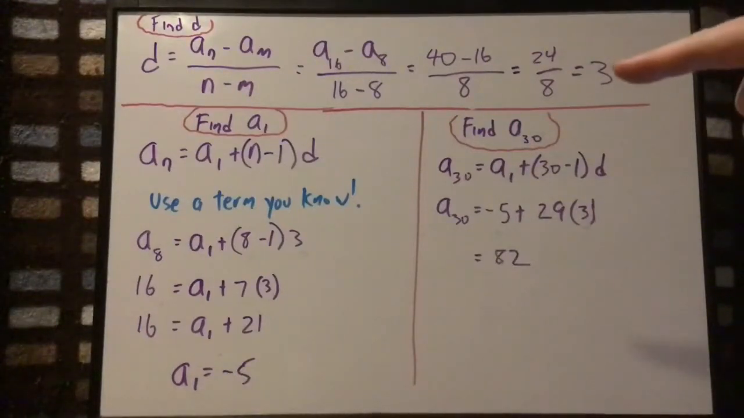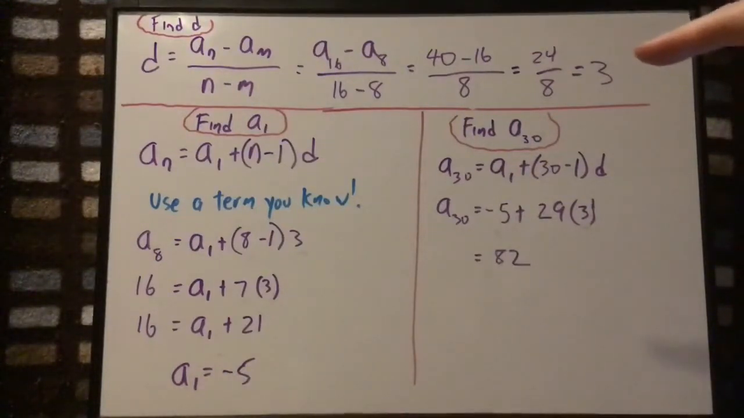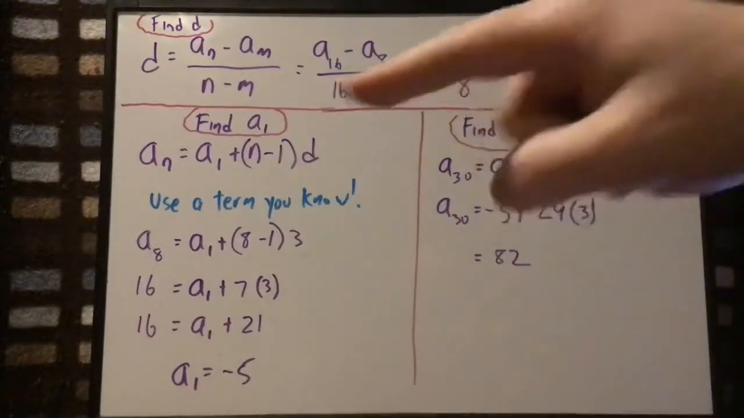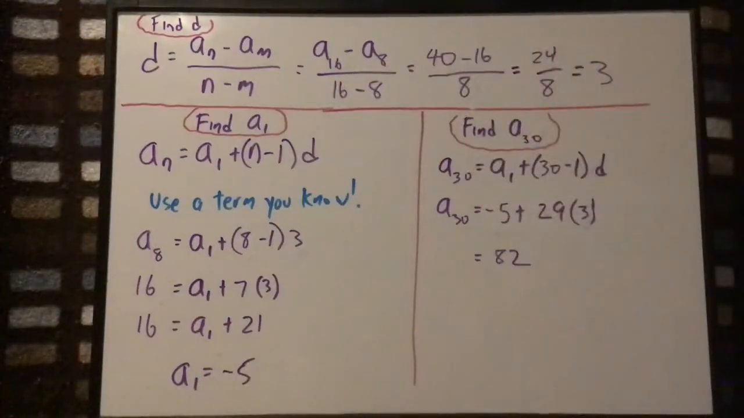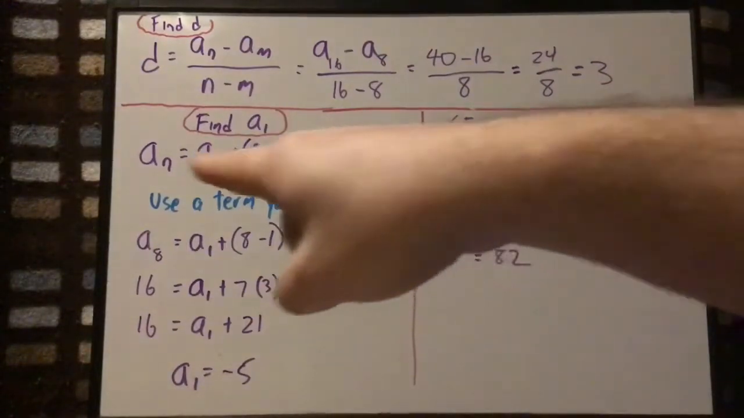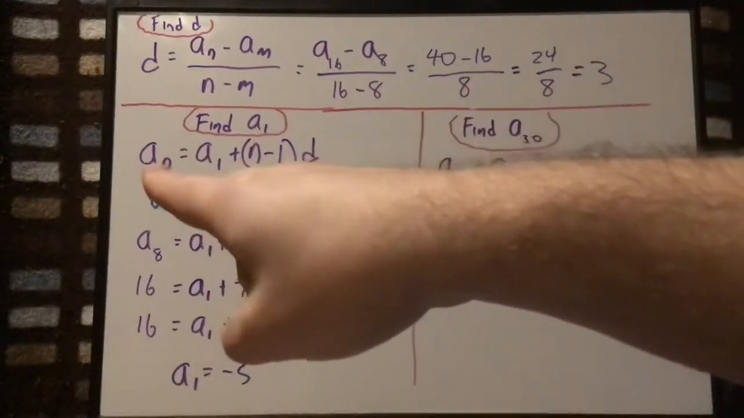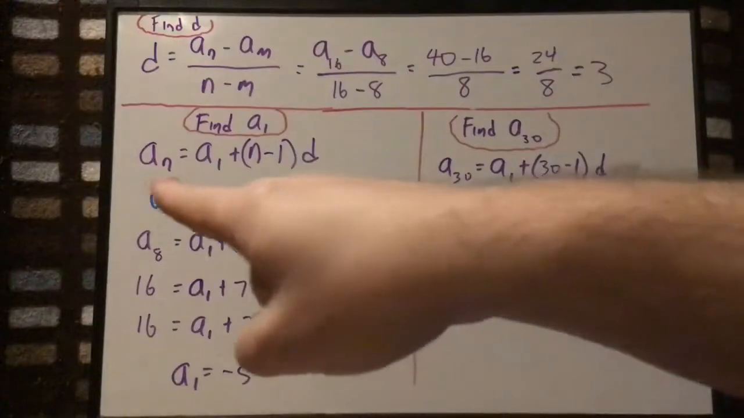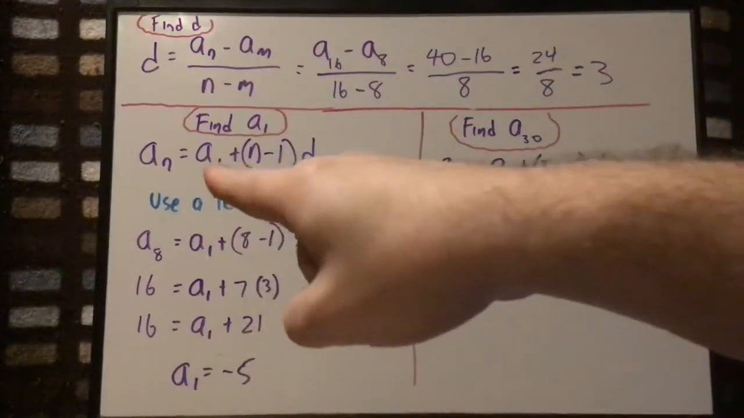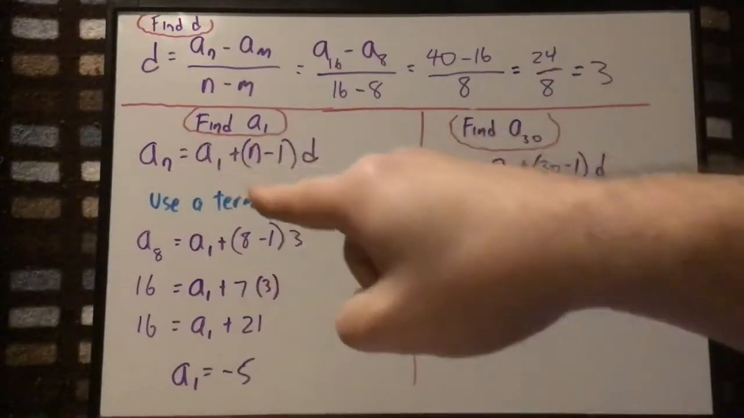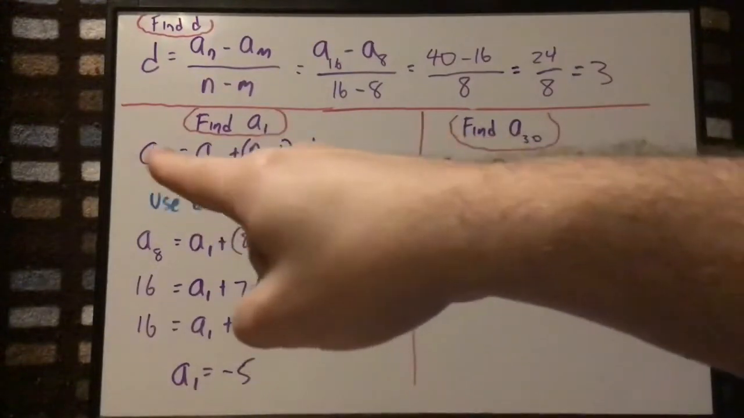So now that I know that, the other thing I need to answer the question is finding the first term. Now, how do you find the first term without having to work your way backward from a term you already know? Basically, you can let this formula do it for you. This formula, if we take a term we already know, we can find the term we don't know, which is a sub 1.